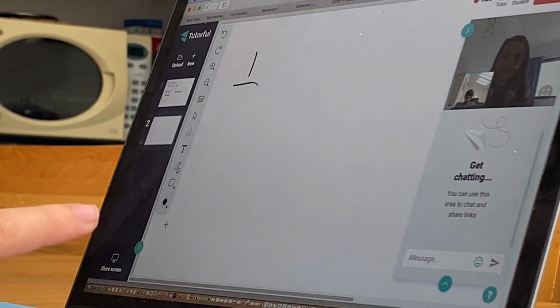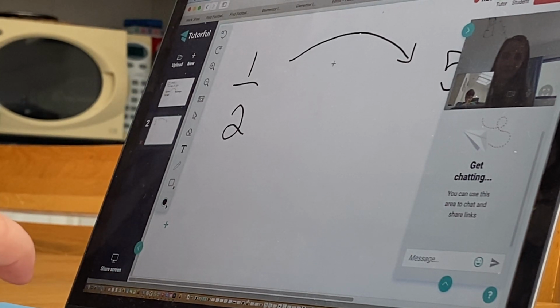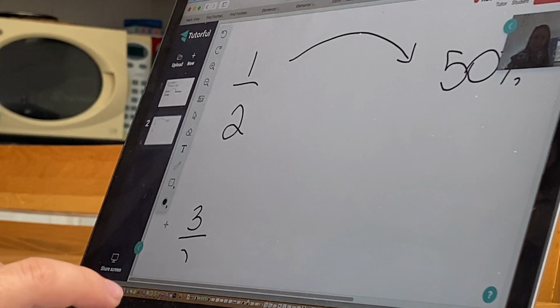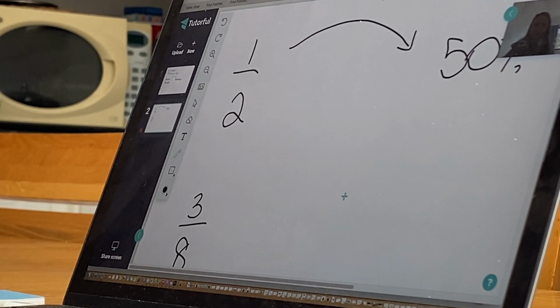For example, if I have a half, how do I turn that into a percentage? 50%. Yeah, so it's 50%. So what's the step here? Let's maybe do a more complicated fraction. If I have 3/8, how do I go from 3/8 to a percentage?